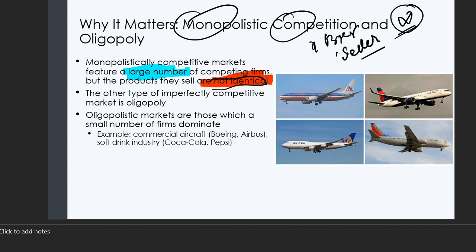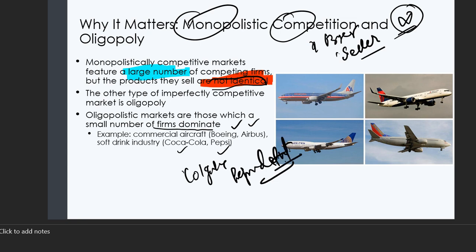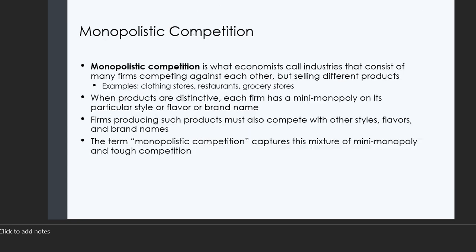Next, oligopolistic markets are remembered as having a small number of firms that dominate, and we can say commercial aircraft like Boeing and Airbus, Coca-Cola and Pepsi as well. So these are big but not that big, yet they are competitive. We can say Colgate and Pepsodent as well fall into this zone. Okay, next. Now we come to monopolistic competition.